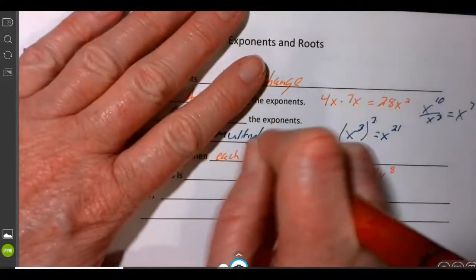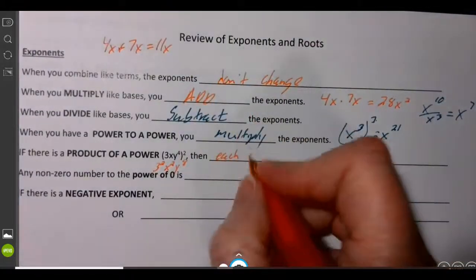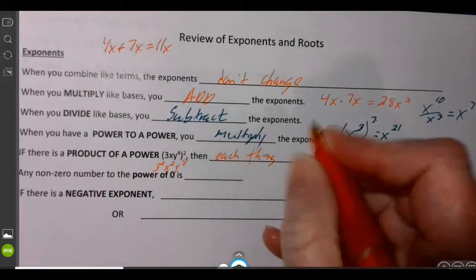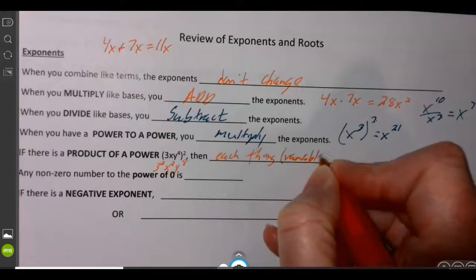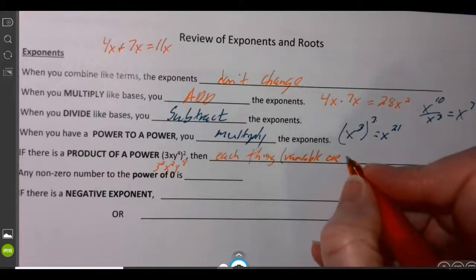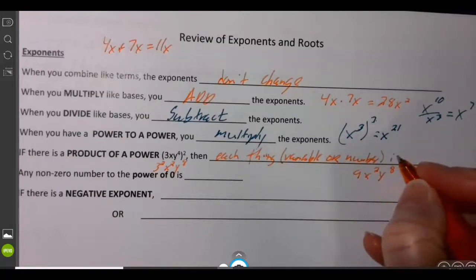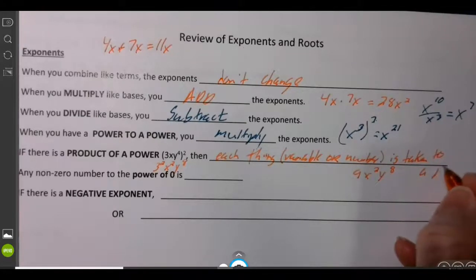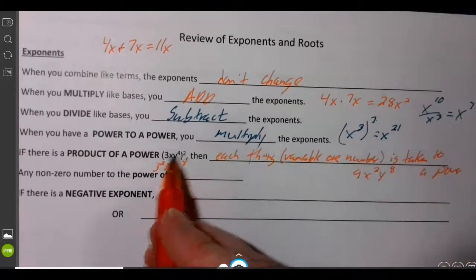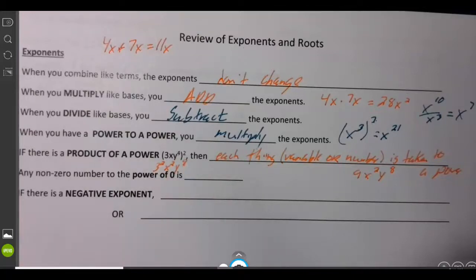So if there's a product of a power, then each individual thing, whether it's a variable or a number, is taken to a power. So the number goes to a power, the variable goes to a power, and if I have a power on the inside and the outside, I'm going to multiply.